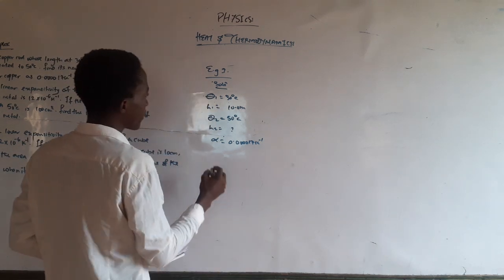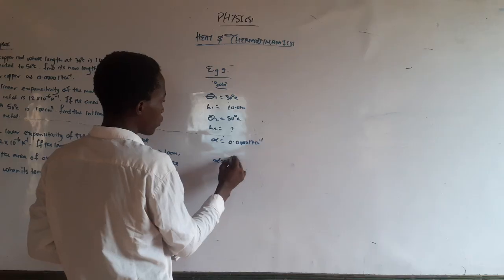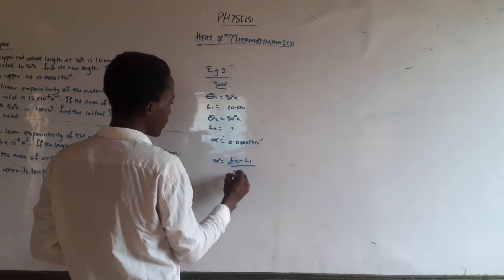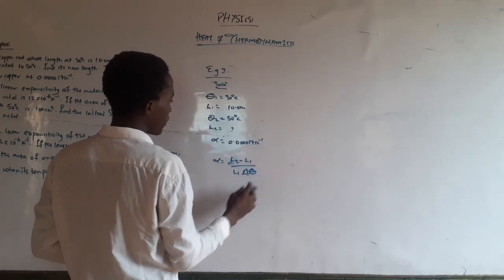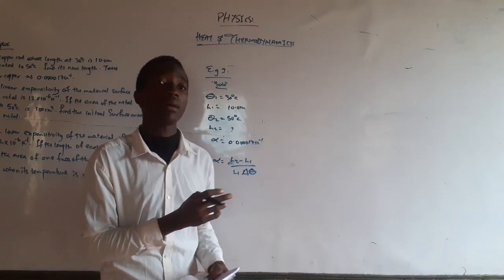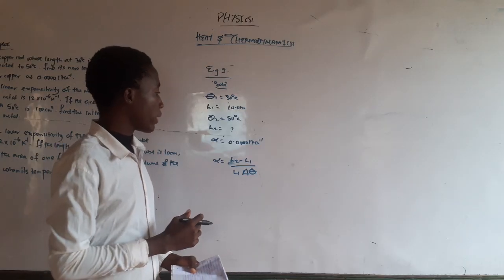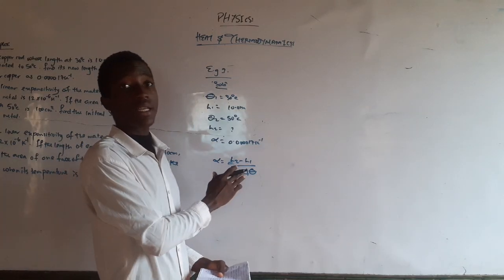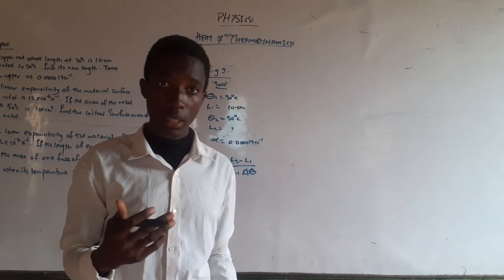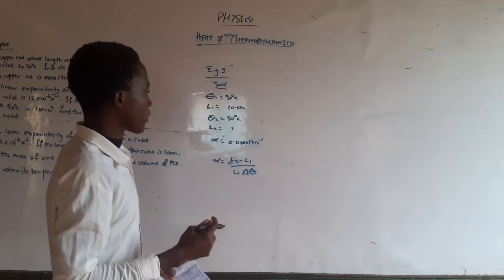Remember the formula. Alpha is equal to L2 minus L1 over L1 times change in theta. But what we need to find is L2. In practical terms, I can make L2 the subject of the formula, or I can repeat everything and solve it together. Just avoid distraction for now. Do you understand? Let's continue.